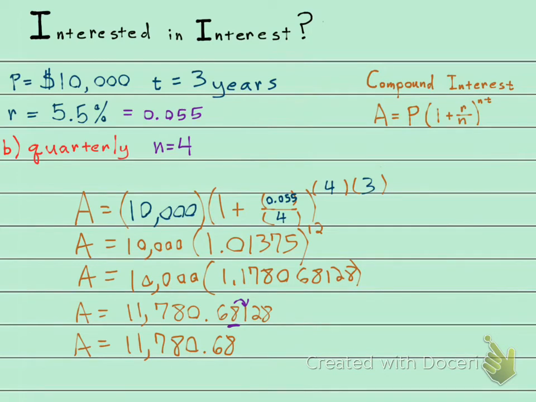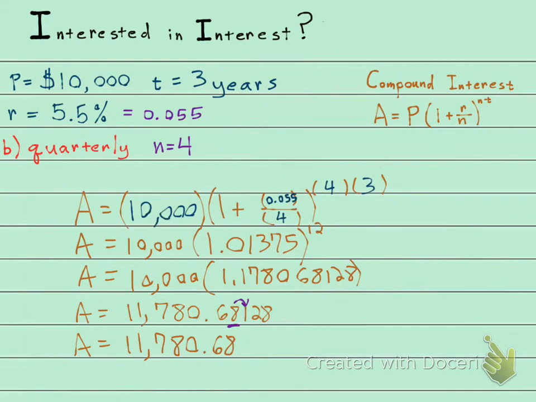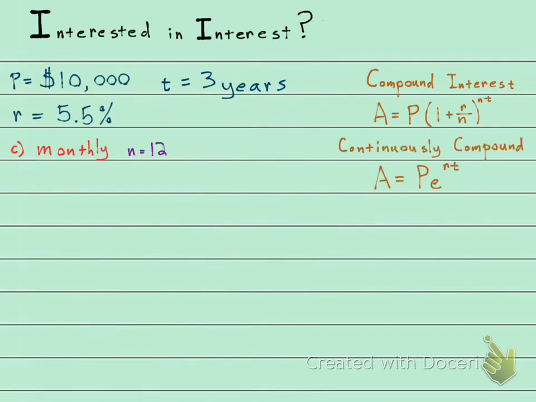Let's compare real quick to semi-annually. Yep, it's a little bit more. Okay, so when you compound, the more you compound, the more money it looks like we're making. All right, let's do the last one, which is compounded monthly. Okay, and then we'll do continuously after that.